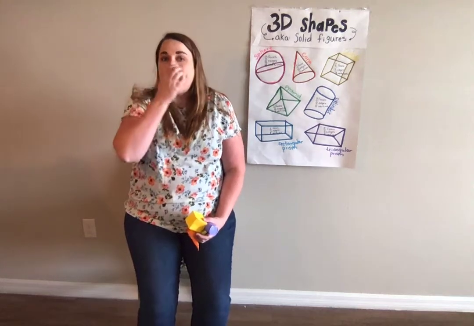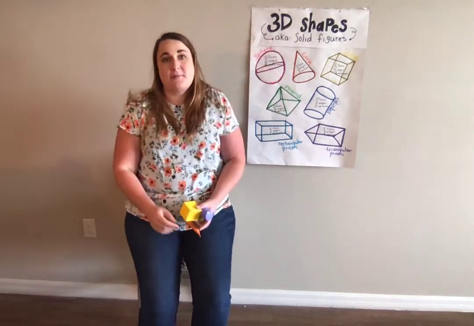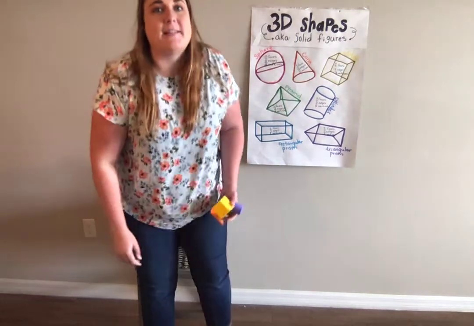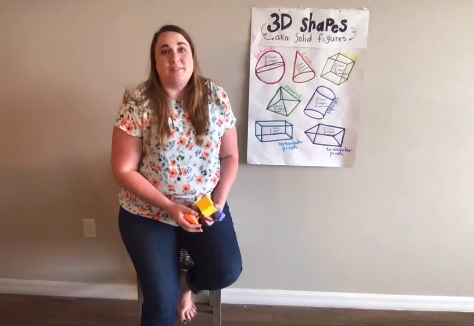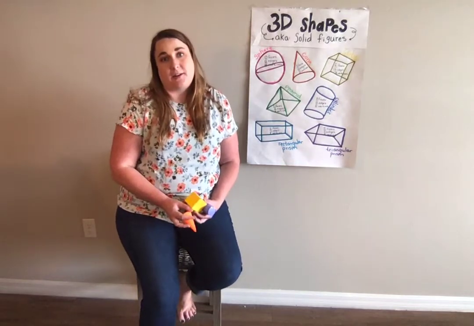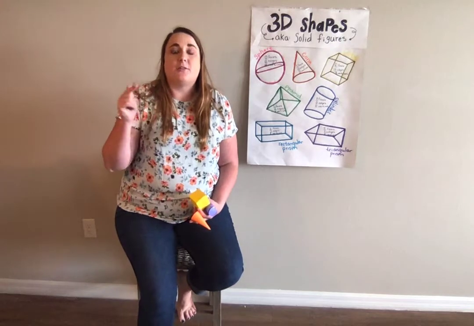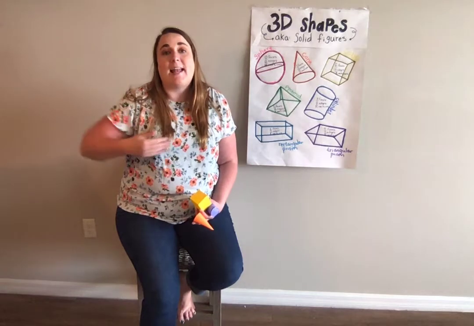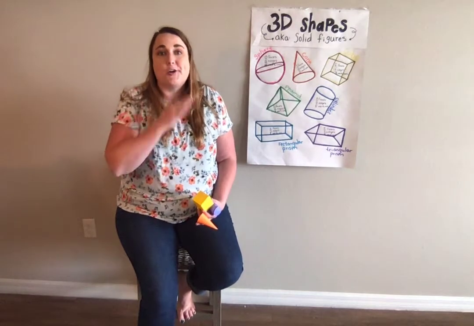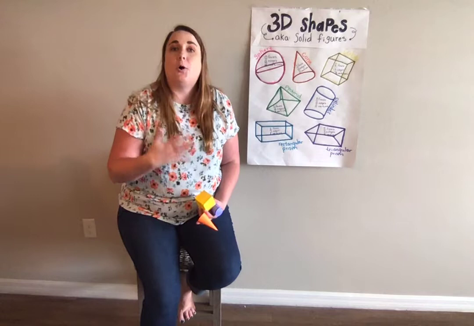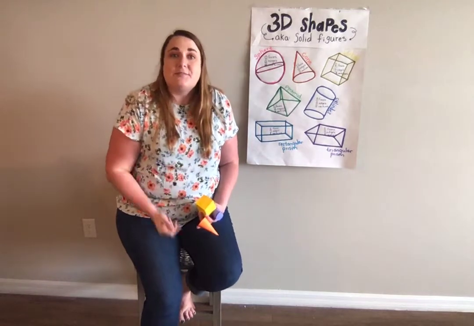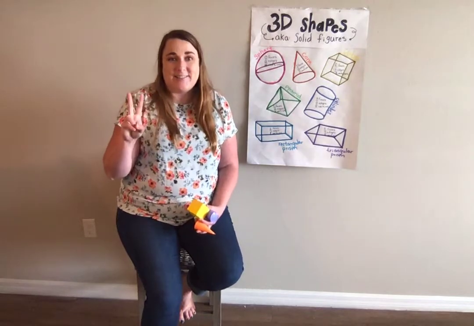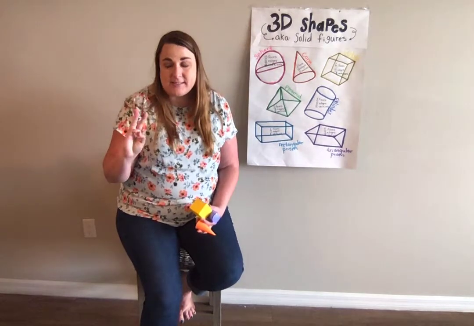First graders, it's Miss Miner here to talk about 3D shapes, aka solid figures. We are going to talk today about some defining attributes of solid figures. Remember when we talked about 2D shapes or plane shapes, we learned that defining attributes were the things that could not change, that were always the same. Today's defining attributes that we're going to talk about are faces, edges, and vertices.